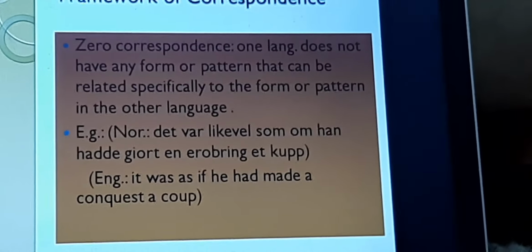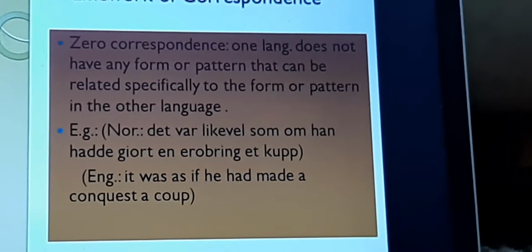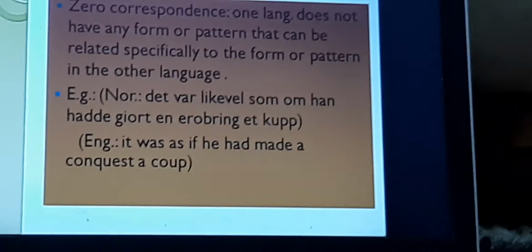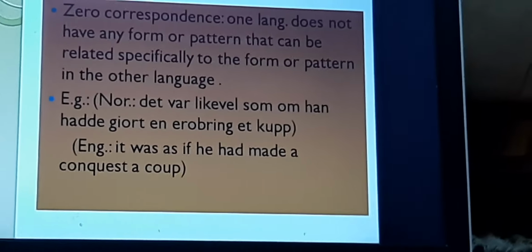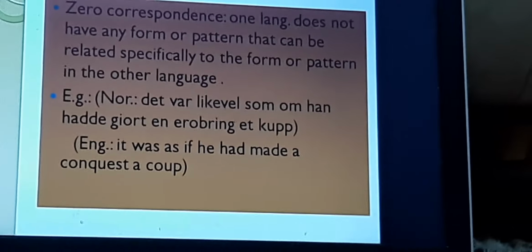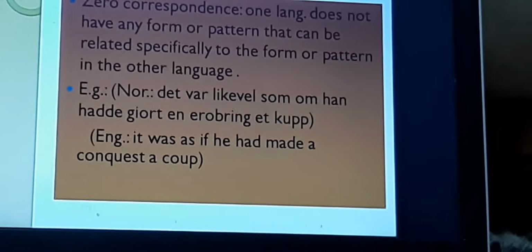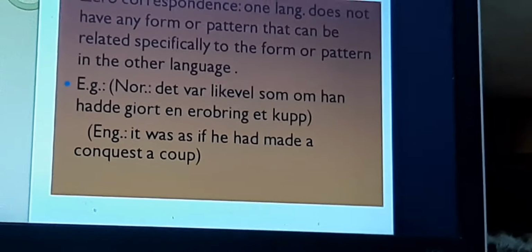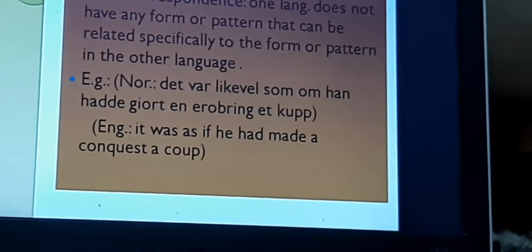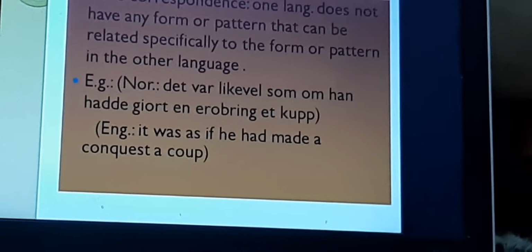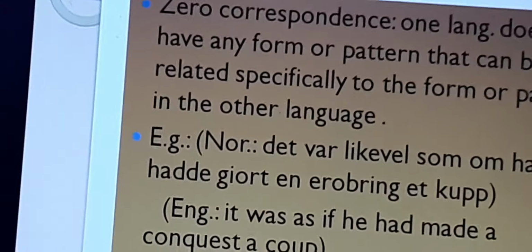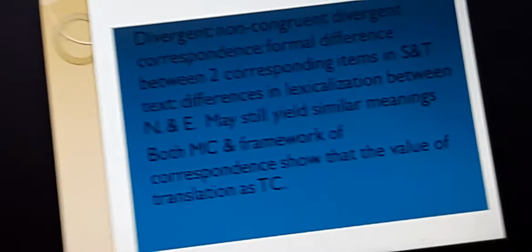An example set from the Norwegian language, "det var likevel som han hade gjort en erbjudning at kuppa", which is translated into English as "it was as if he had made a conquest, a coup." So the expression "likevel" is absent. It is zero correspondence in English. This is just for illustrating what is meant by this.